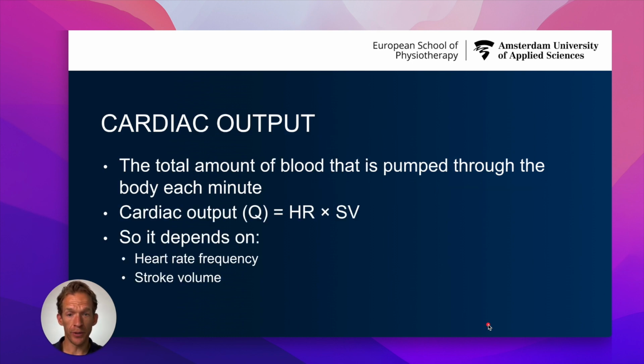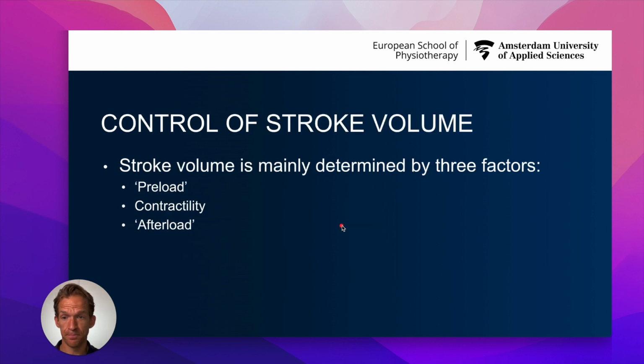So again, cardiac output is the product of heart rate and stroke volume. To regulate cardiac output, we can have a look at stroke volume and how that is regulated, and heart rate and how that is regulated. Stroke volume is regulated in three different ways, or at least there are three factors involved that can determine stroke volume. The first one is preload. The second one is contractility, and the third one is afterload. Especially the first two, the most important ones, we will focus on in this video.